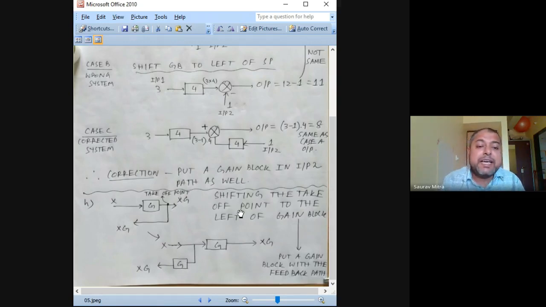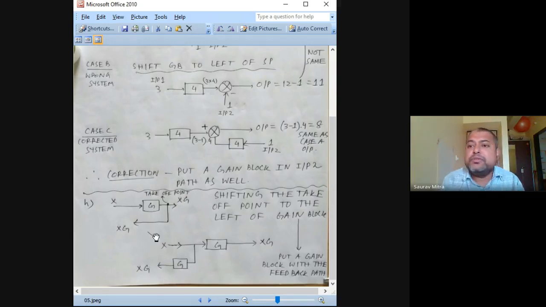So this is another diagram where there is a takeoff point xg, and the output is xg because the x input is getting multiplied with g. Now if we want to take this takeoff point before the gain block g, what we have to do is multiply one gain of g at this point. Hence the input is given as x, the output is obtained as xg, and this feedback output is obtained as xg.